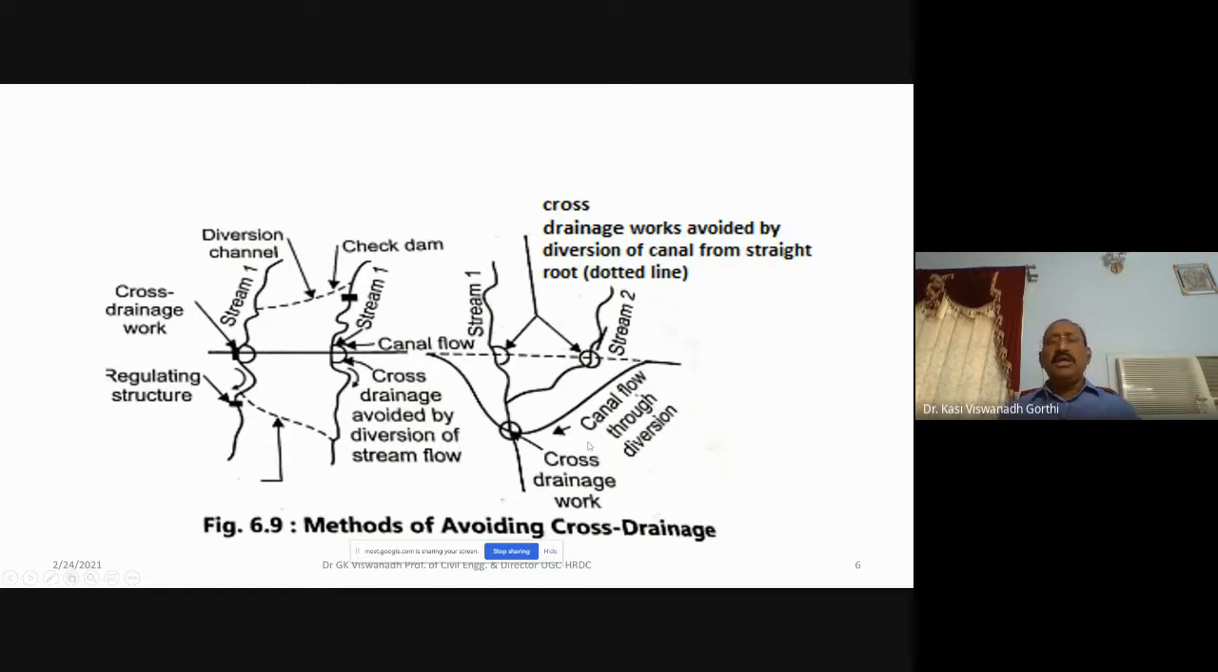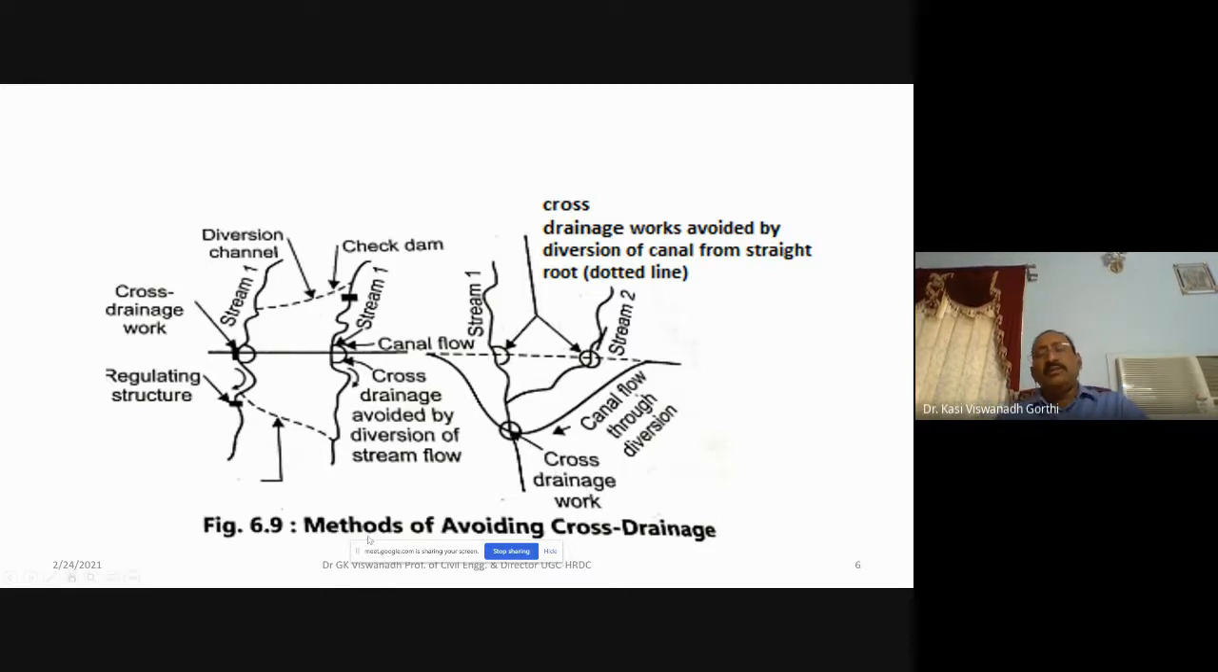So what you have done now is avoided one cross drainage work. For stream 1, one cross drainage work should be constructed. For stream 2, another CD work should be constructed. But if you divert this canal and change the alignment of the canal, we are able to reduce one cross drainage work, and instead of two, we are constructing only one cross drainage work.